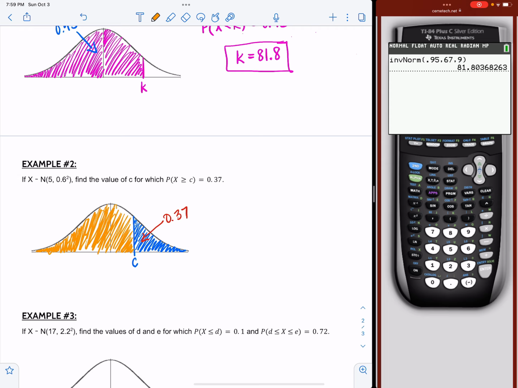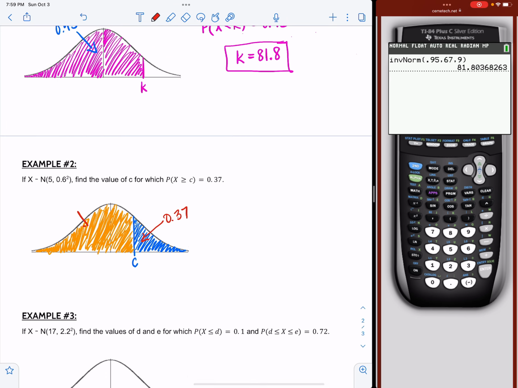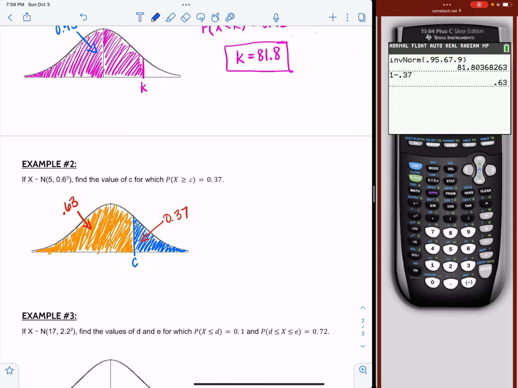And I need to use this amount in order to find my probability. And this amount over here is the complement. And we have to do 1 minus 0.37, which will give us an area of 0.63. So here I can say that I am using the 0.63.